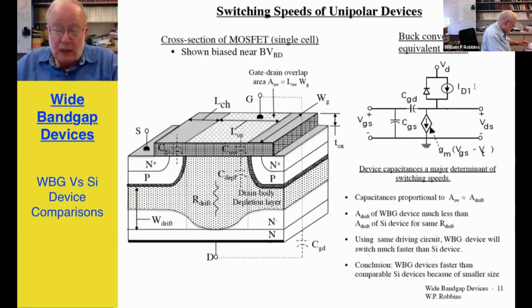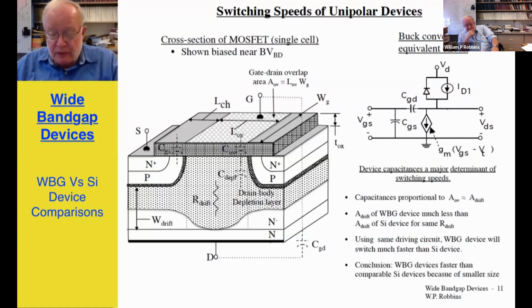If we wanted to estimate a comparison for unipolar devices like MOSFETs, here's a single cell of a MOSFET which shows all of the parasitic capacitances that make up the device and contribute to the switching time capability of the device.